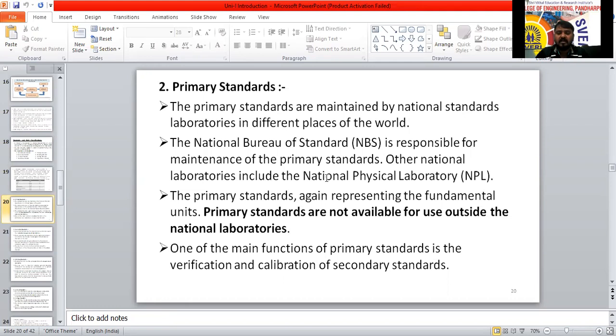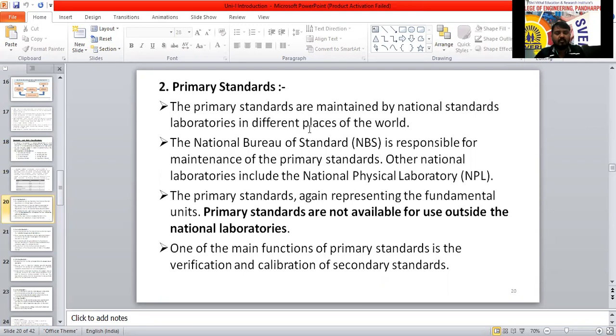Like that, nationwide standards are there. Those are called primary standards. The primary standards are maintained by national standards laboratories in different places of the world. We can maintain a national Indian laboratory. It should be there in Germany and the US also. We are going to call that national standards.